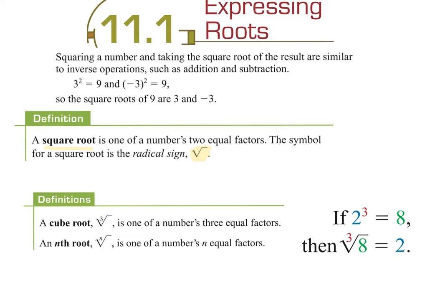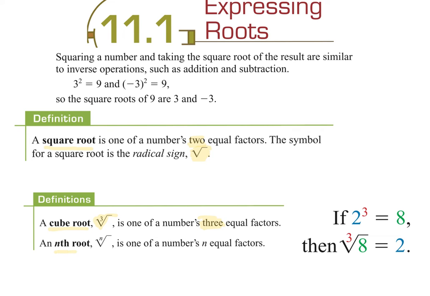So now we're going to get into the term cube root. Just like square root means 2 equal factors, cube root means 3 equal factors. You'll notice that it is the same sign. We have that same radical, but you have a little tiny number in there that is a 3. That is called the index, and it tells you what root you are looking for. In this case, the third root.